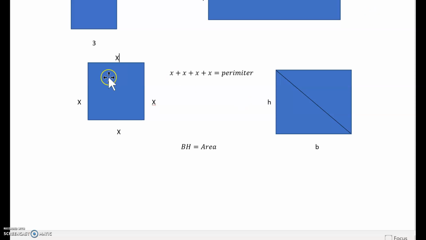So for this example, it would be x plus x plus x plus x, and that would be 4x. It would just be however many, like say that one's 7, that one's 7, that one's 5, and that one's 5. It would be 14 plus 10, 24.